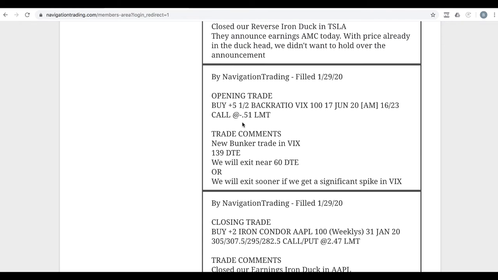Next trade, opening trade in VIX. So this is where we released our new strategy, VIX bunker, or the portfolio bunker trade, in this case in VIX. So we put this on with 139 days to expiration, and we will exit when we get down to about 60 days to expiration. So if you haven't seen the bunker class, make sure you do so. Otherwise, this won't really make sense.